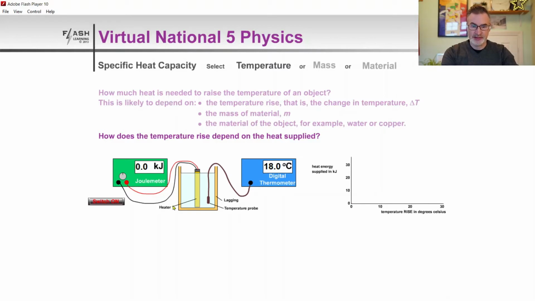There's a heater which is connected to this, the beaker which is lagged. Now lagging is a term you hear used a lot. It just basically means that it's insulated to prevent heat loss. Inside the beaker we have a temperature probe in the water which is connected to a digital thermometer.